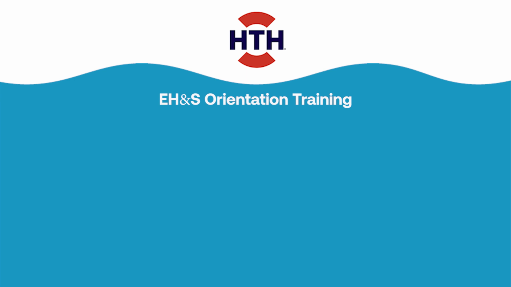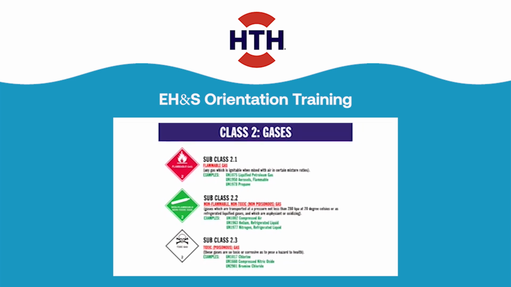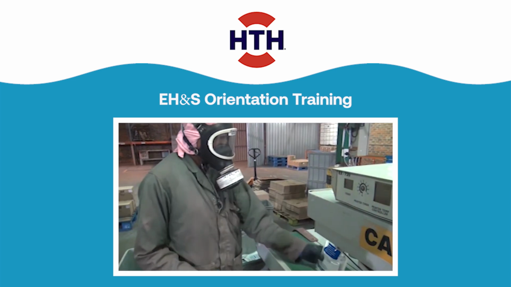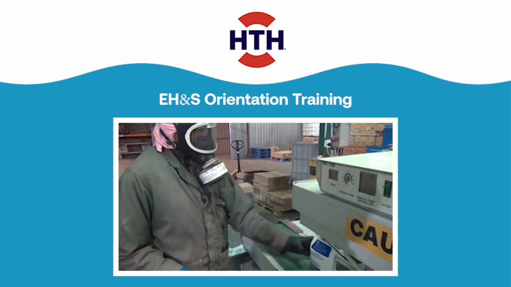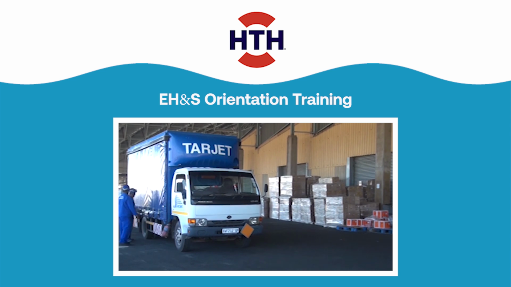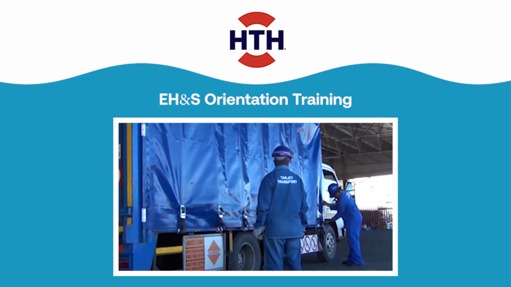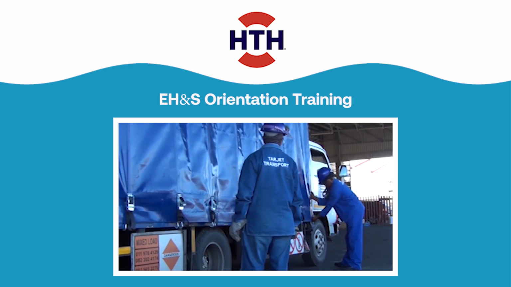EH&S orientation training. Dangerous goods. What are dangerous goods? They are goods and substances listed in SANS 10228 that are capable of posing a significant risk to health, safety, property, or the environment during transportation. SANS stands for South African National Standards. SANS 10228 is a document that addresses the identification and classification of dangerous goods for transport.